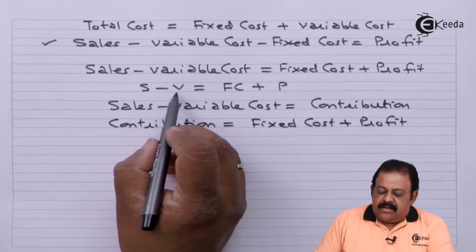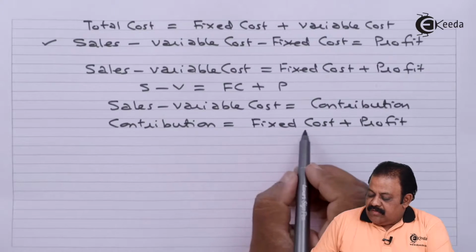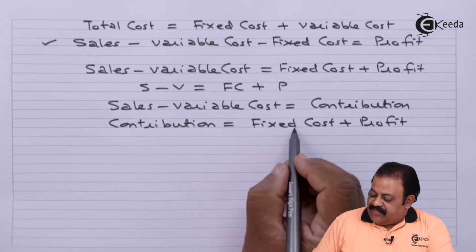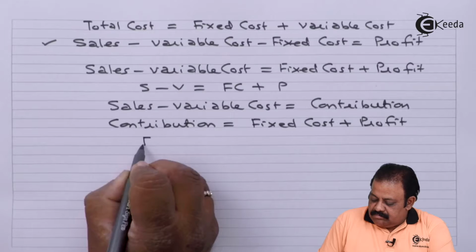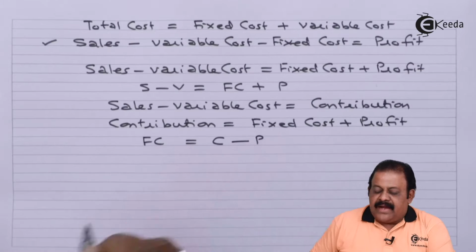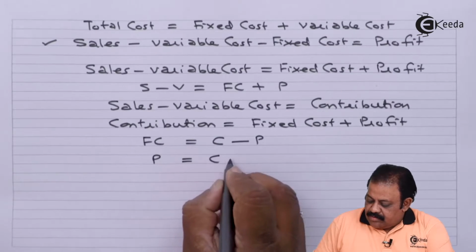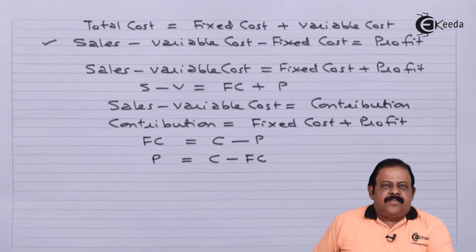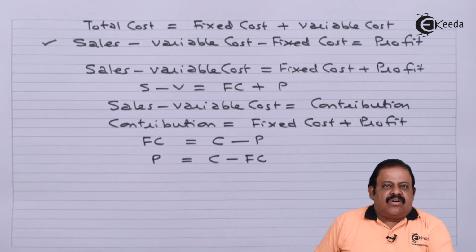Here we have seen sales minus variable cost is equal to fixed cost plus profit. That means contribution is equal to fixed cost plus profit. So we can manipulate this formula to arrive at fixed cost or profit if they are required to be found as a missing figure. For example, fixed cost of a business is equal to contribution minus profit, or profit of a business is equal to contribution minus fixed cost. So to arrive at estimated profit, we can use certain formulas like this. That is the benefit of marginal costing we have.